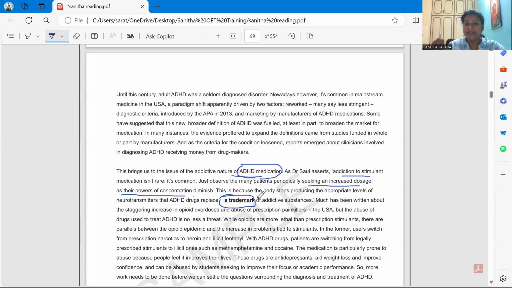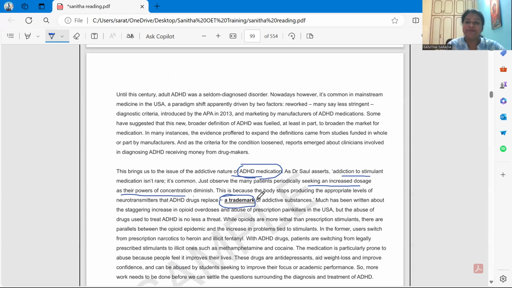They are losing their concentration. Why are they taking more medication? This is because the body stops producing the appropriate levels of neurotransmitters that ADHD drugs replace. That is a trademark of an addictive substance. A trademark is a character. What is the character of an addictive substance? The body stops producing the appropriate level of neurotransmitters that ADHD drugs replace.